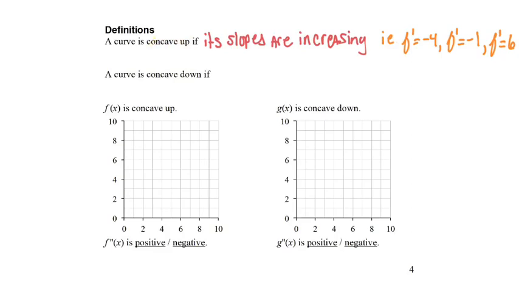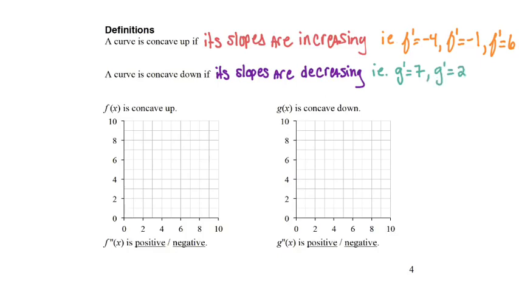The converse is true for a concave down region. It is when the slopes are decreasing as you progress from left to right along the graph. For example, let's say we start with some g function and have a derivative of 7 at a particular x value, and a larger x value has a smaller derivative. And as we keep going across left to right, we have an even smaller derivative.